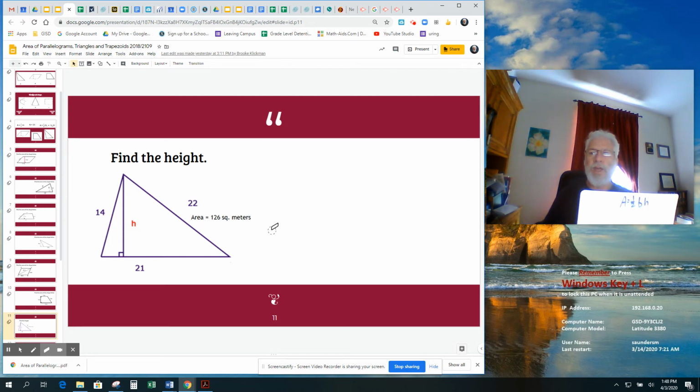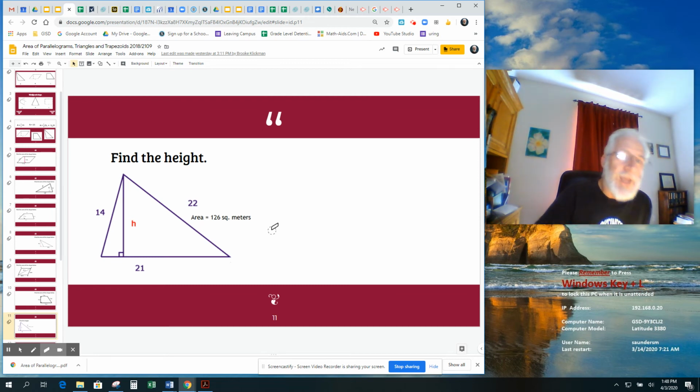Area equals 1/2 base times height. And I'm going to start plugging in what I know. We know that A is 126 equals 1/2 times the base, which is 21. And H, I don't know that one yet.